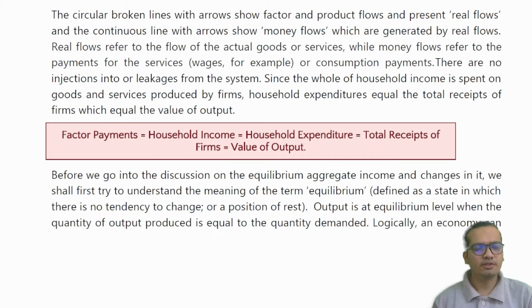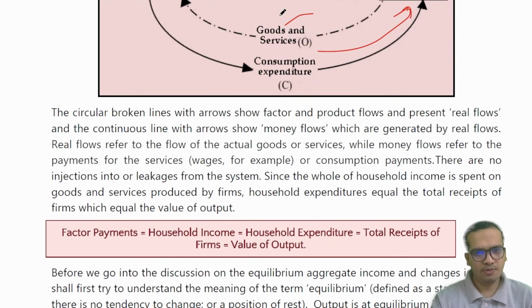We have then this: the circular broken lines with the arrow show factors and product flow and represent real flow, and the continuous line arrow shows money flows which are generated by real flow. Real flow refers to the flow of actual goods and services, while money flow refers to a payment for the service, could be wages for example or consumption payment.